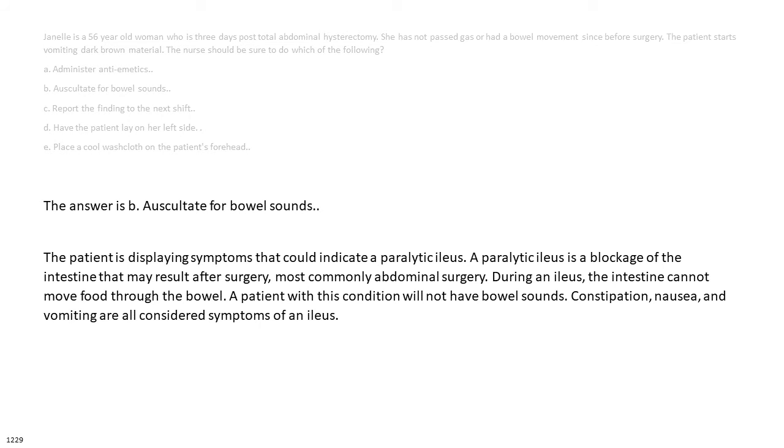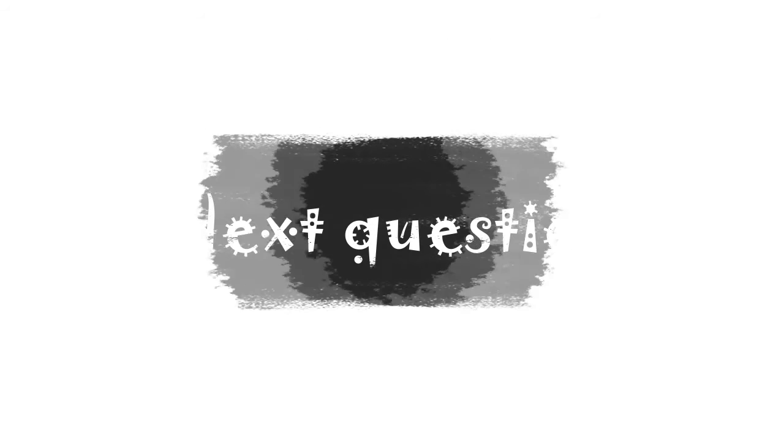The answer is B. Auscultate for bowel sounds. The patient is displaying symptoms that could indicate a paralytic ileus. A paralytic ileus is a blockage of the intestine that may result after surgery, most commonly abdominal surgery. During an ileus, the intestine cannot move food through the bowel. A patient with this condition will not have bowel sounds. Constipation, nausea, and vomiting are all considered symptoms of an ileus.